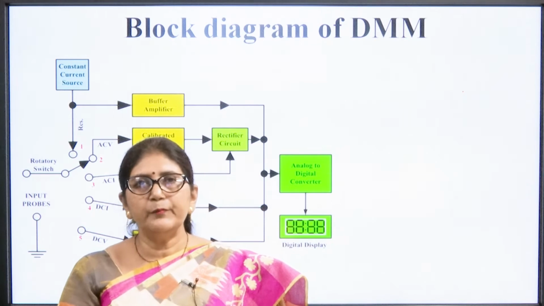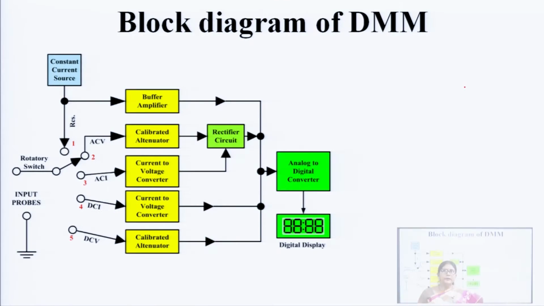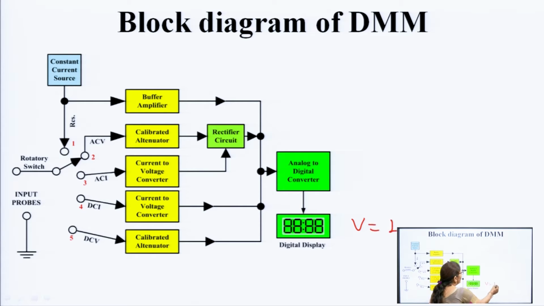This is the block diagram of a multimeter. In a multimeter, when we want to measure, suppose, resistance, generally the multimeter is measuring the voltage. If we want to measure the current through the multimeter, we have to convert that current into voltage. We know that V is equal to IR.